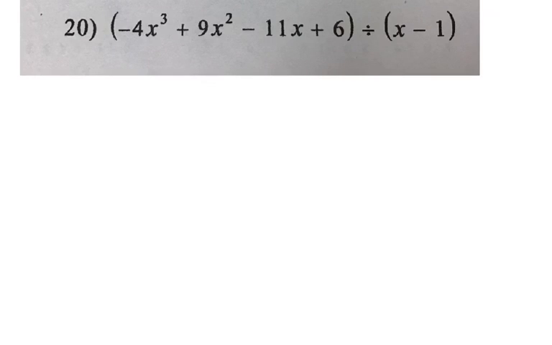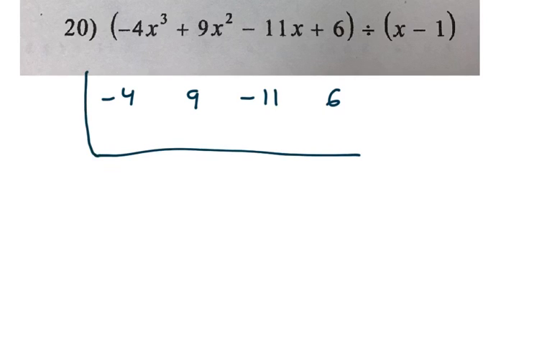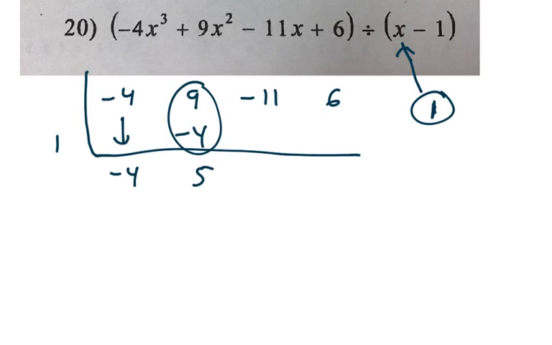So here's number 20. Again, I'm just going to take the coefficients and the constant, and leave a space for my hockey stick. What makes this a 0 here is 1. So 1 is what I'm going to substitute or synthetically divide with. Let's bring down our negative 4. We're going to multiply those together. Negative 4 goes up there. 9 minus 4 is 5.